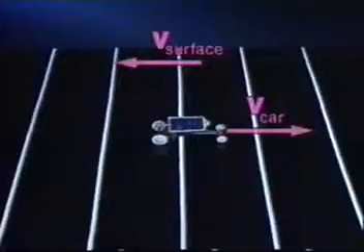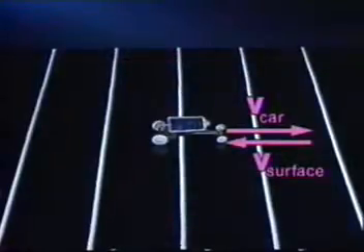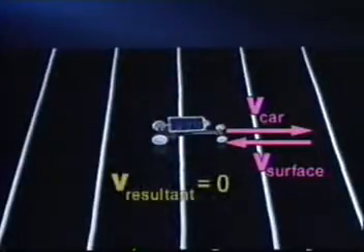In this example, the car's velocity is in one direction, while the surface travels in the opposite direction. Using vector addition, we determine that the magnitude of the velocity vectors are equal, and the net result is a velocity of 0.